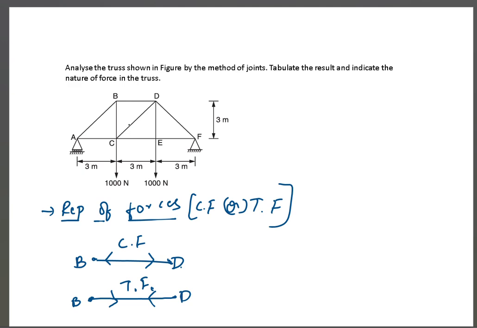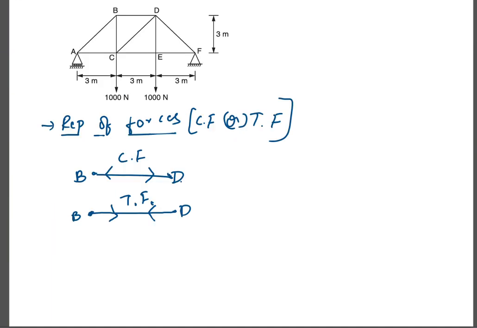Now, here in the member CD, both the arrow marks are away from the joint. Then what type of force is it? Tension force. So here in the member DF, the arrow marks are towards the joint. If the arrow marks are towards the joint, then what type of force is present in the member DF? That will be a compression force. So in this way, we have to represent the forces present in the member. So this is our representation of forces.